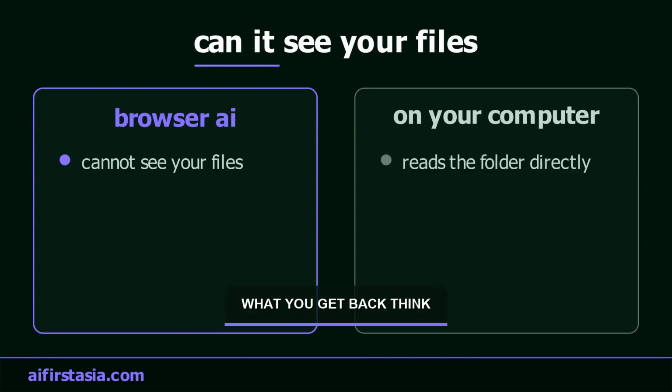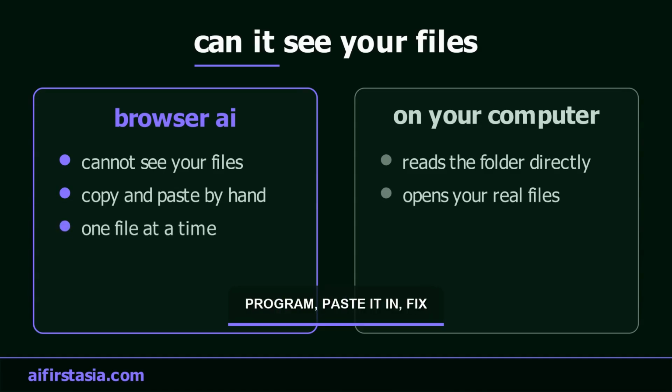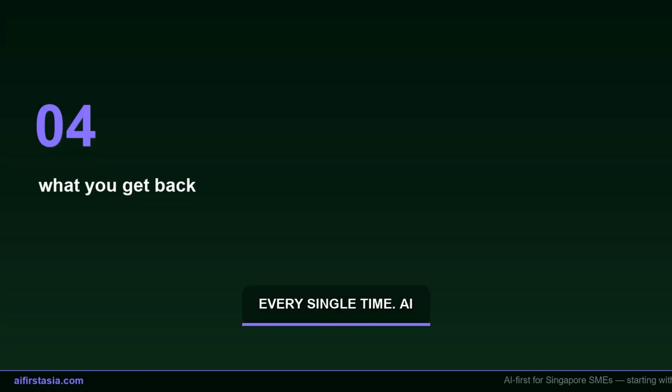What you get back. Think hard about what each one actually hands you. Browser AI hands you a block of text in a chat window. It might be excellent text, but it is still text sitting in a tab. You have to read it, copy it, open the right program, paste it in, fix the formatting, and save it somewhere sensible. That last mile is yours every single time.